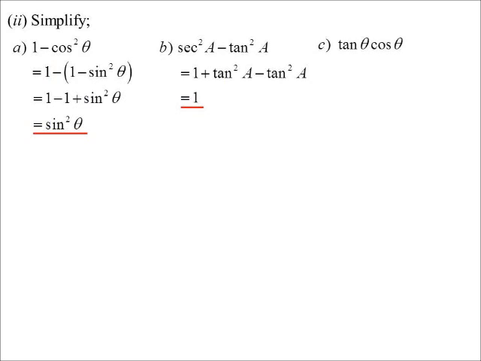Tan theta cos theta, hang on, there's no squares there. Oh, maybe this is one where I'll use the useful relationship. Well, tan theta is the same as sine on cos. Oh, there you go. The cos cancels and we get sine.